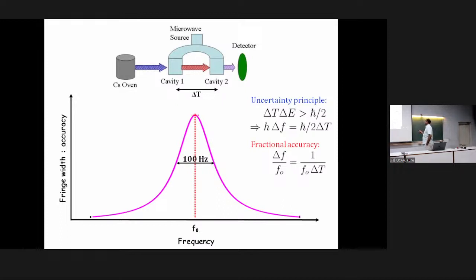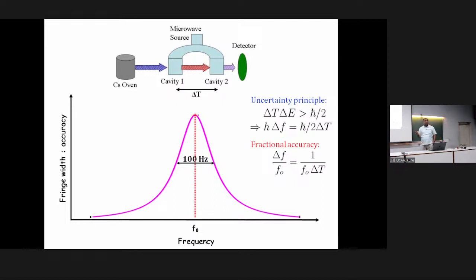We know the uncertainty principle: delta T times delta E, where T is time and E is energy, has to be greater than h bar by 2. Now, this delta E can be written as h times delta F, where F is the frequency, so delta F equals h by 2 times delta T. Delta T goes here and h goes away. Then I can write delta F by F0, where F0 is my resonant frequency, equals 1 by F0 times delta T. This is the definition of my fractional accuracy. It is inversely proportional to delta T.